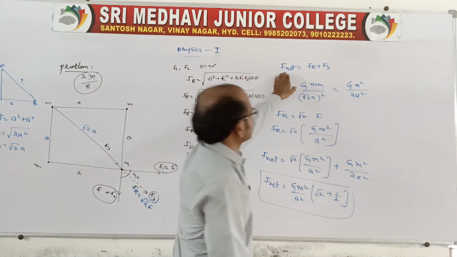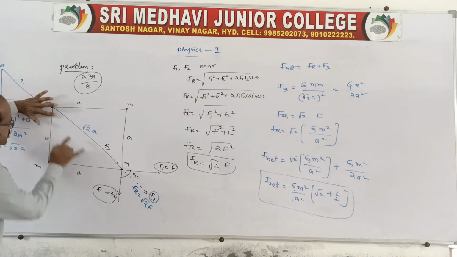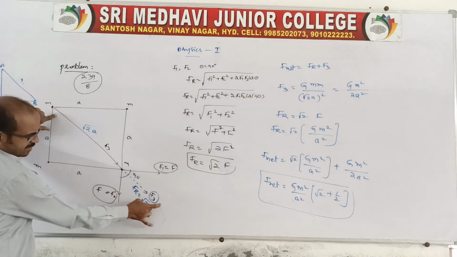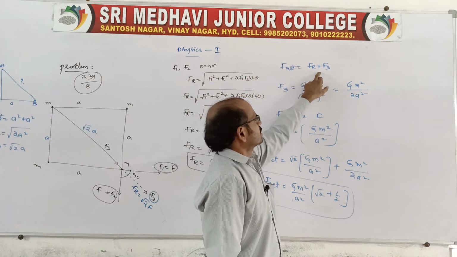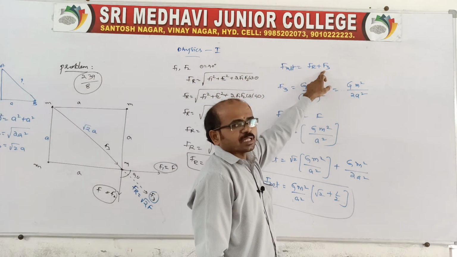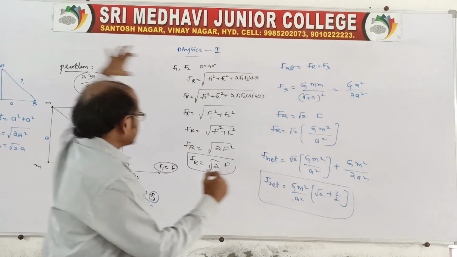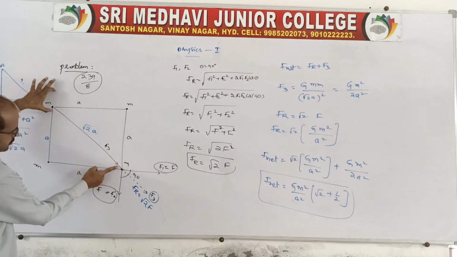Now you go for the net, because F3 will also be acting along the same direction. F3 and FR are in the same direction, so the net will be FR plus F3. Now we should find F3. For that purpose we should know the distance between these two corners.